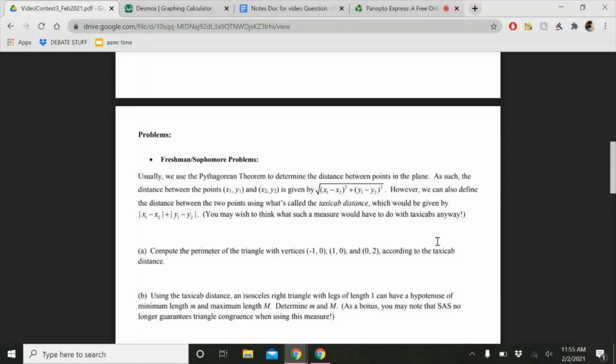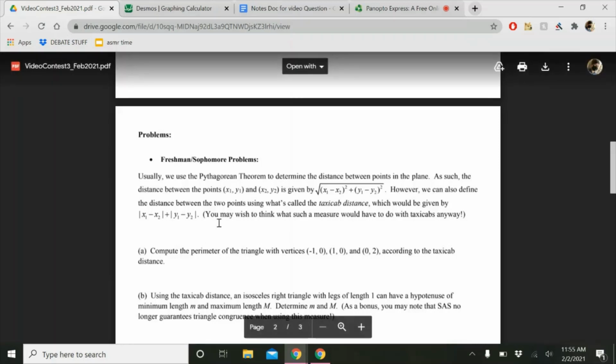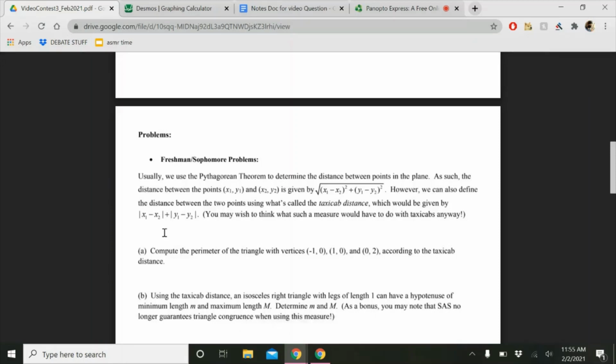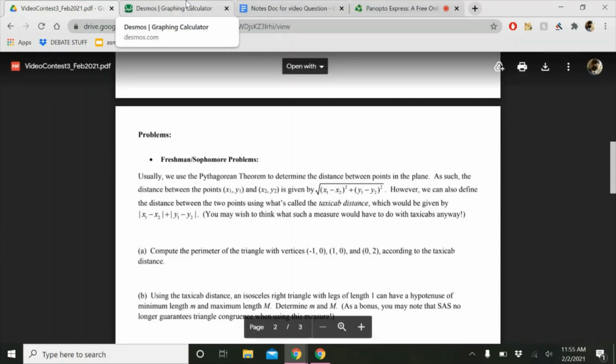The question itself is: using the taxicab distance, an isosceles right triangle with legs of length 1 can have a hypotenuse of minimum length m and maximum length n. We are supposed to determine both m and n. Alright, so the taxicab method is the absolute value of x1 minus x2 plus the absolute value of y1 minus y2, and it's a way to determine distance between 2 points.